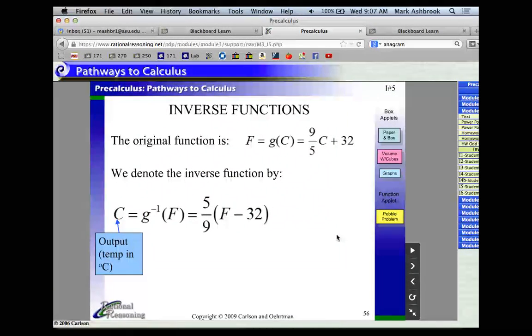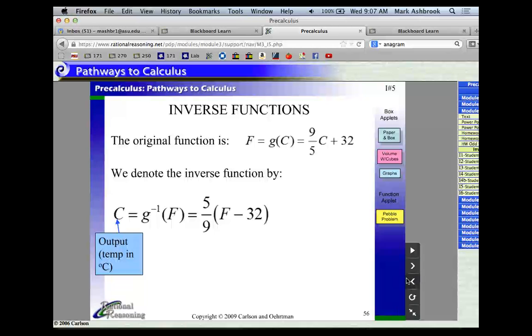Okay, so last time we ended by talking about this function that, given the Celsius as input, outputted the Fahrenheit, and that was the G function. And then what we did was we created the inverse function, which does the reverse process or undoes that process. So the input now in this one is Fahrenheit, and it spits out the Celsius temperature.